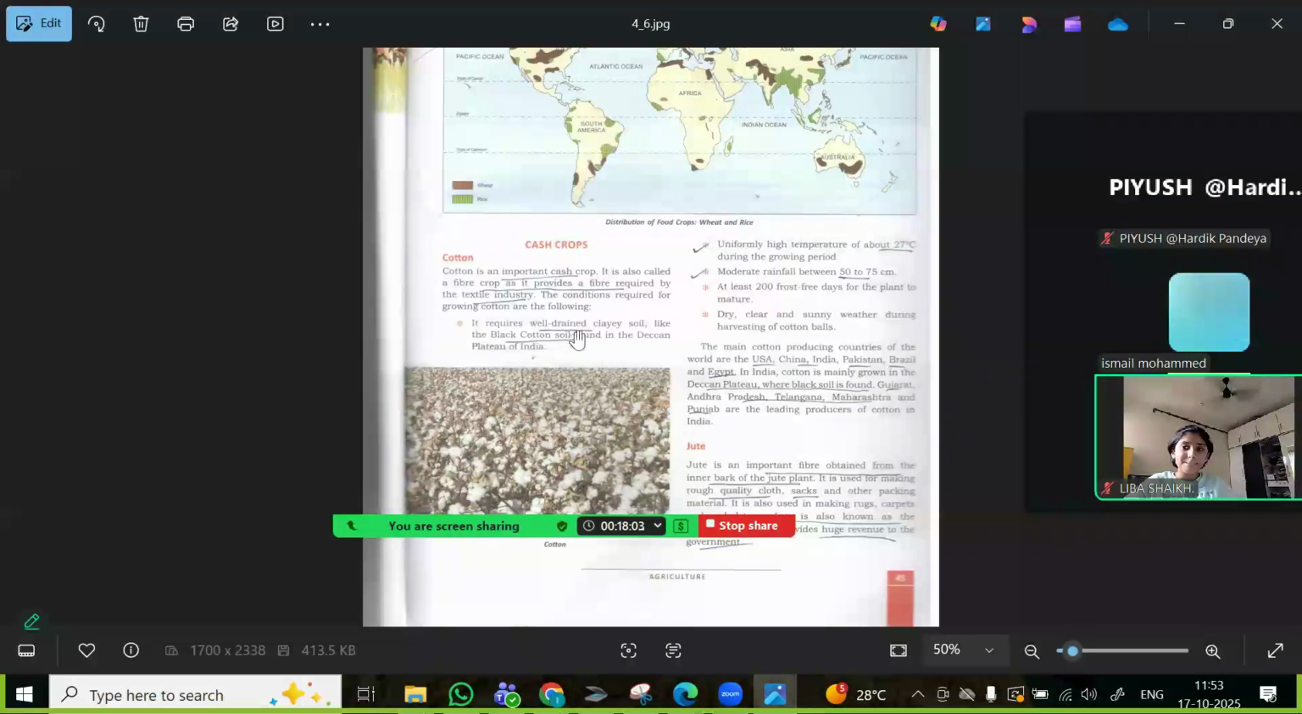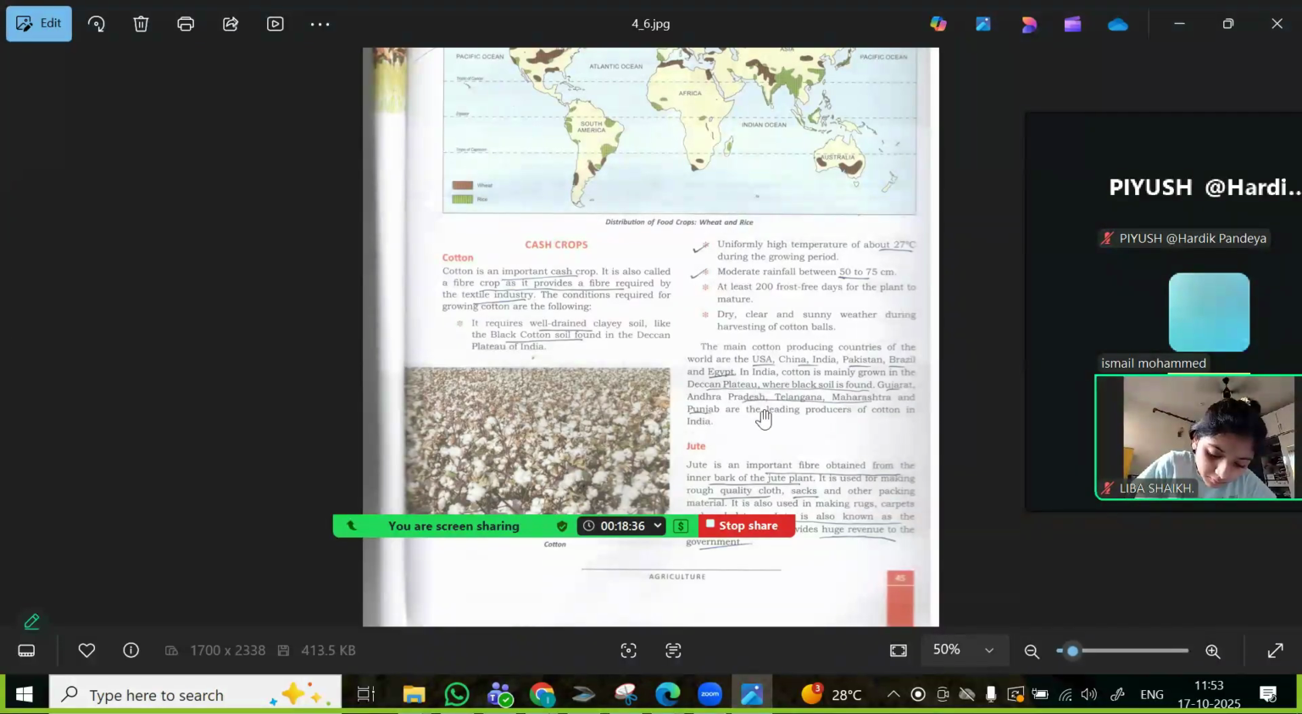What are the conditions? Well-drained clayey soil. The soil should be clayey, black cotton soil. 27 degrees centigrade during the growing period, and moderate rainfall, 50 to 70 centimeters. So you can remember these three in terms of soil, temperature, and rainfall. And what are the countries? USA, China, India, Pakistan, Brazil, and Egypt. These are the major exporters or producers of cotton.